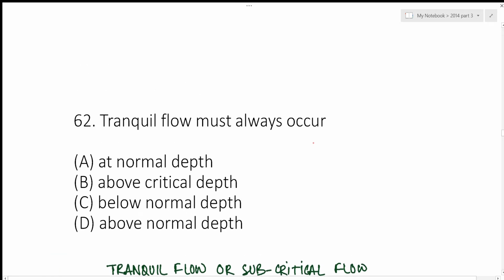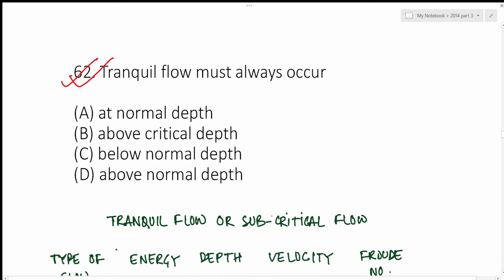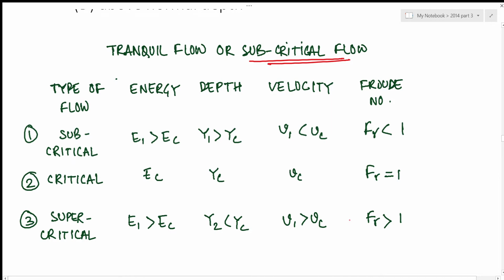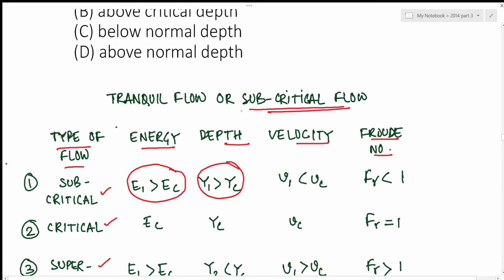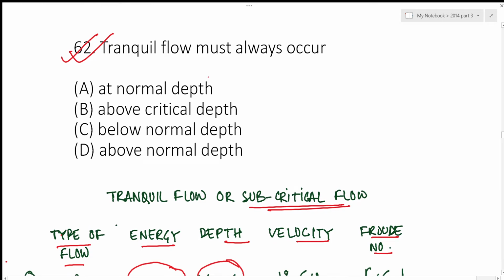Next question, tranquil flow must always occur. Now, tranquil flow is more popularly known as subcritical flow. And this is a chart which you can take a screenshot of, and you should remember this chart. This is the type of flow, subcritical, critical or supercritical, and these are the parameters: energy, depth, velocity and Froude number. Now for subcritical flow, the energy is greater than the critical energy and the depth is greater than the critical depth. So for this particular question, the answer should be tranquil flow must always occur above critical depth.